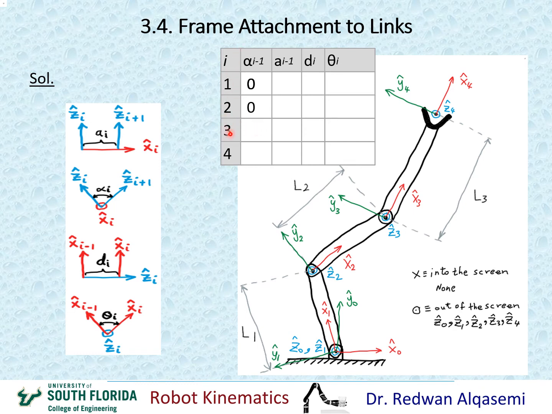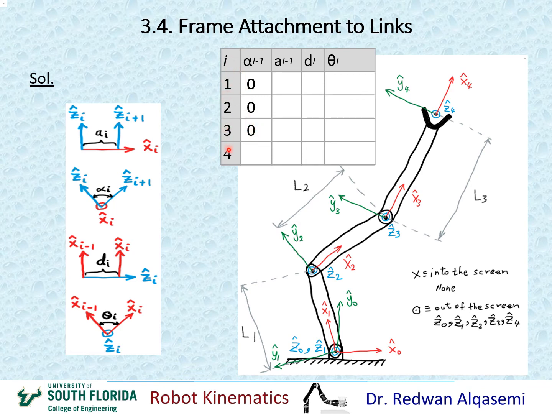Now when i equals 3, I'm going to be looking at alpha i minus 1, which is alpha 2. For alpha 2 here, I'm going to be looking at Z2 and Z3 about X2. This is Z2 coming out of the screen, Z3 coming out of the screen. I'm going to be looking at the angle between them about X2. Obviously, both of these lines, Z2 and Z3, are heading in the same direction. So the angle between them about X2 is 0. So I'm going to put here alpha 2 equals 0.